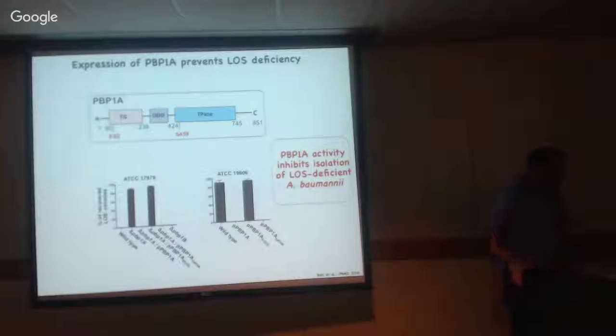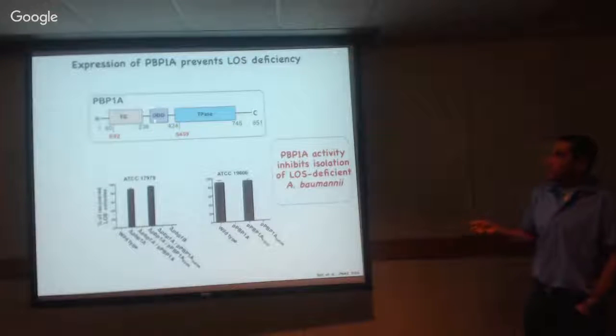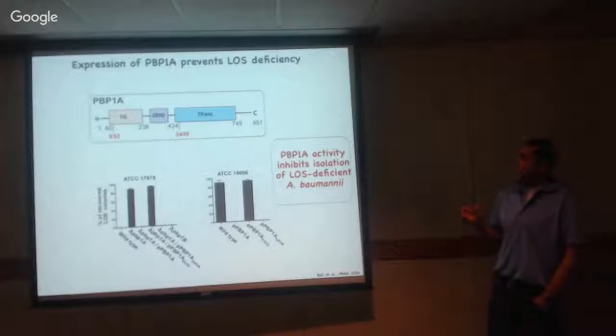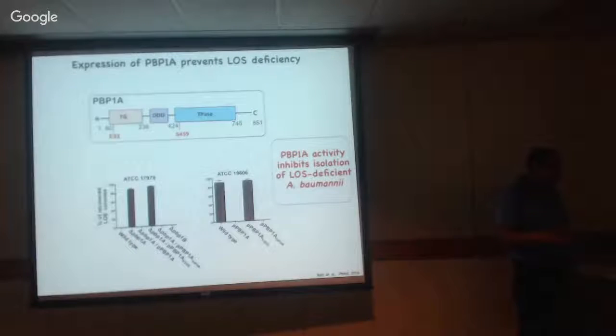So this really just suggested that the transglycosylase activity of this protein is what is inhibiting the 17978 strain from surviving without LOS. To really understand how this is all working, what we needed to do was look at the total peptidoglycan composition in these Acinetobacter cells, because we really wanted to understand how PBP1A was changing the cells to allow them to survive without LOS.